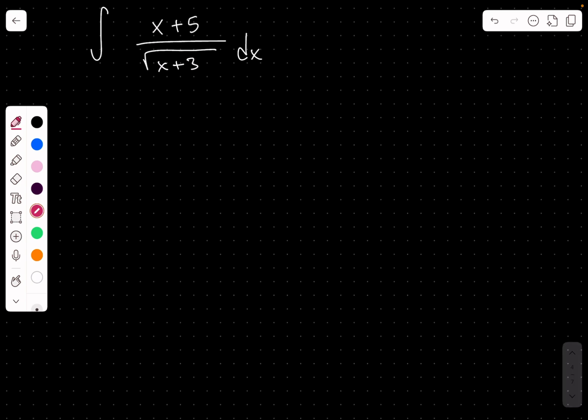This one, feel free to try it. I don't think this one's too crazy either. Yeah, okay, let's jump into it. u is going to be x plus 3, because that's the only thing inside of something, right? Again, if we were to find the derivative the normal way, we'd get nowhere. So we have to be creative.